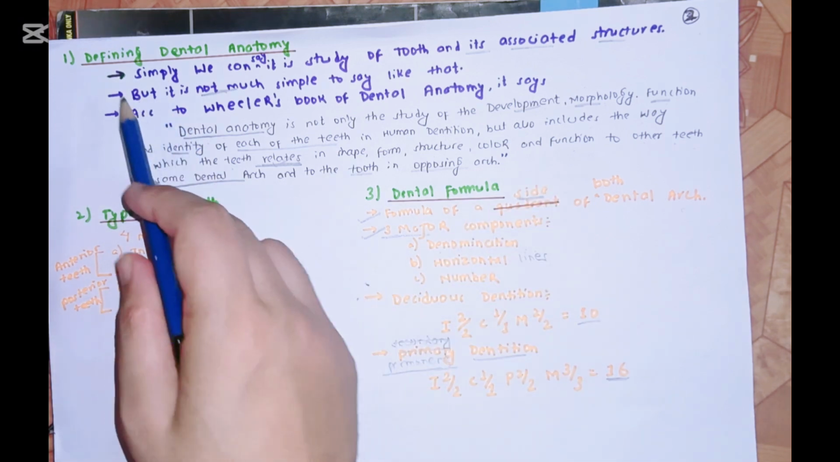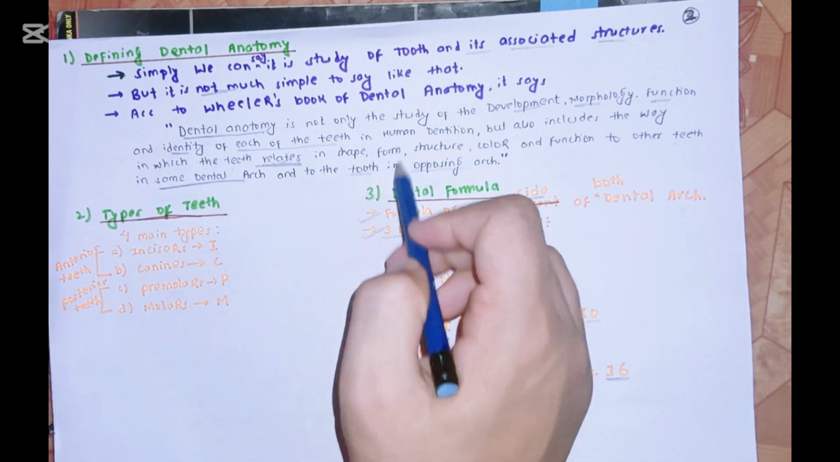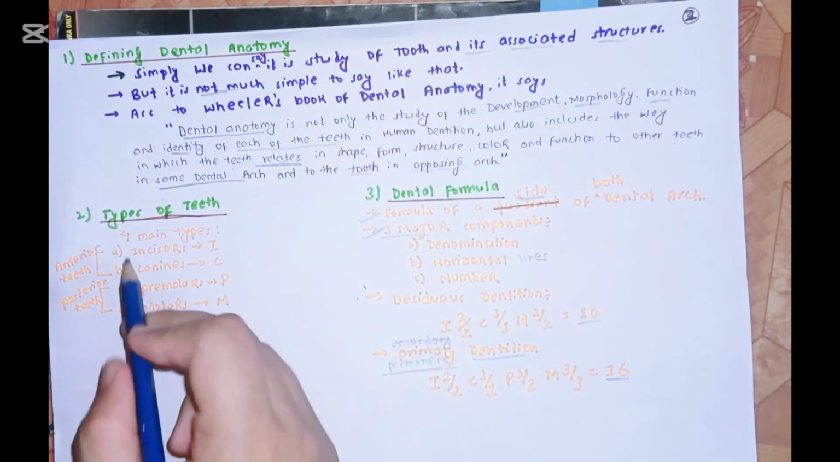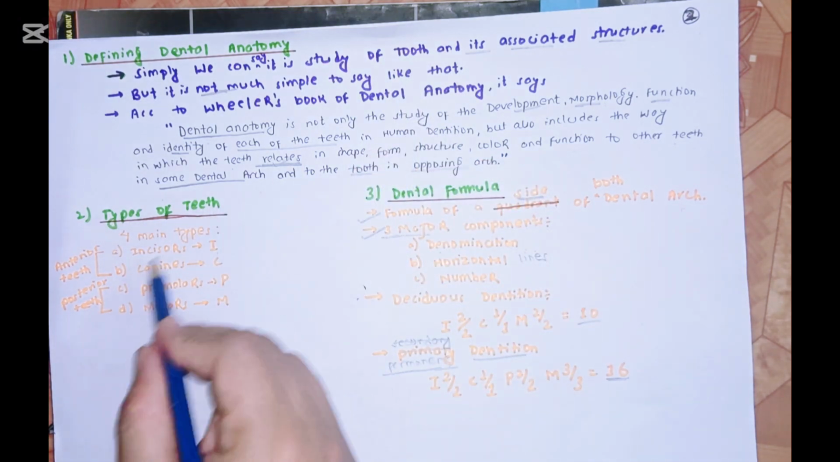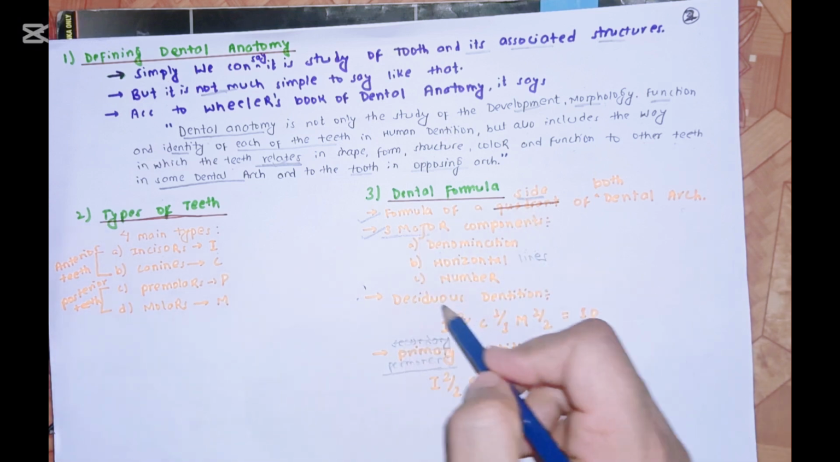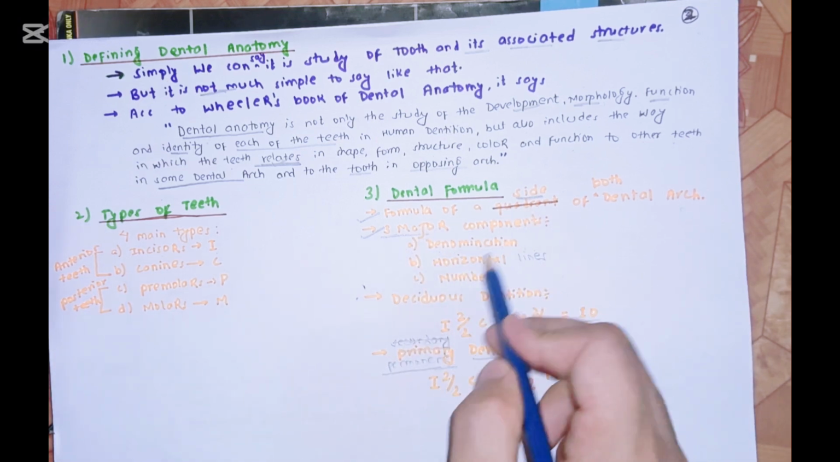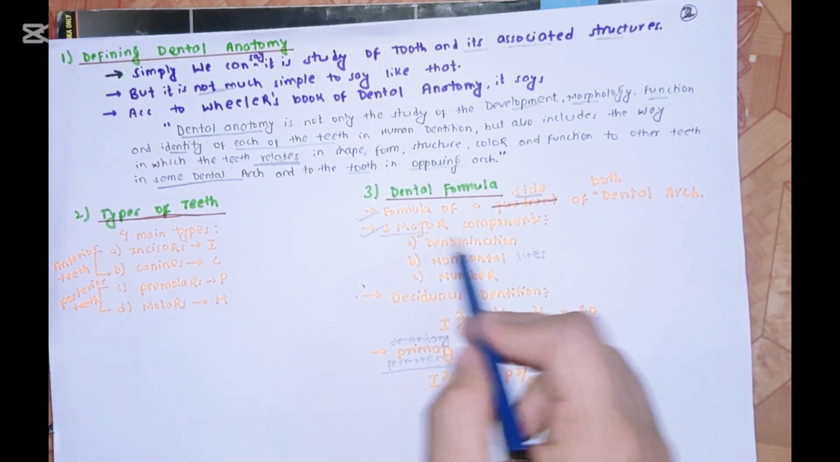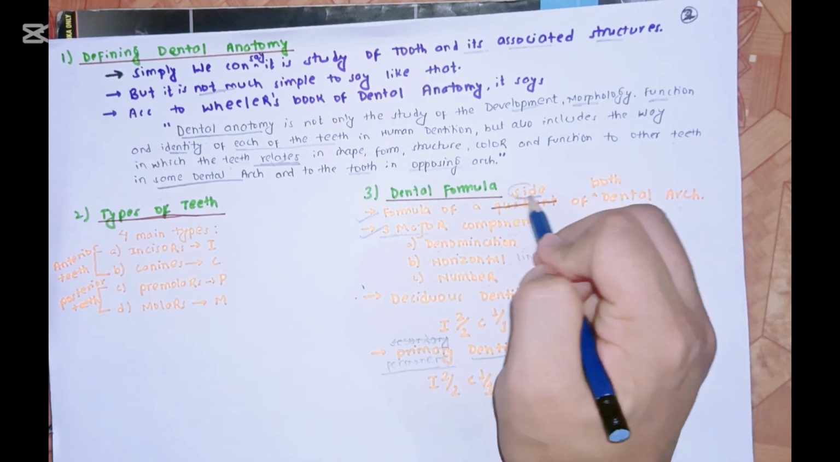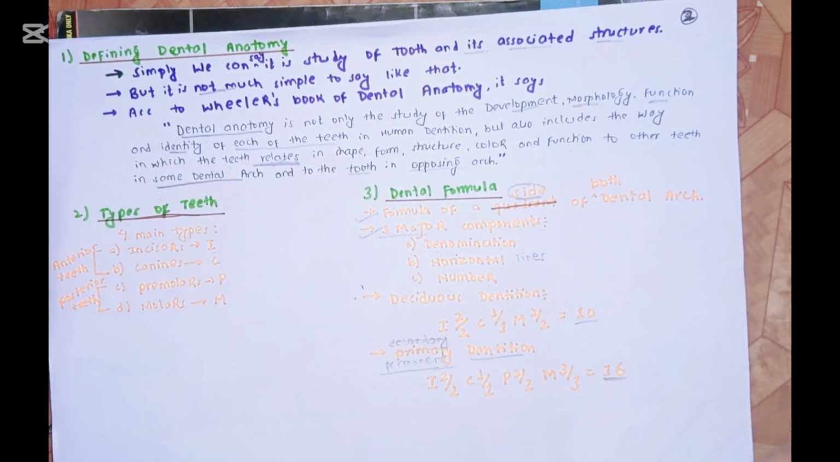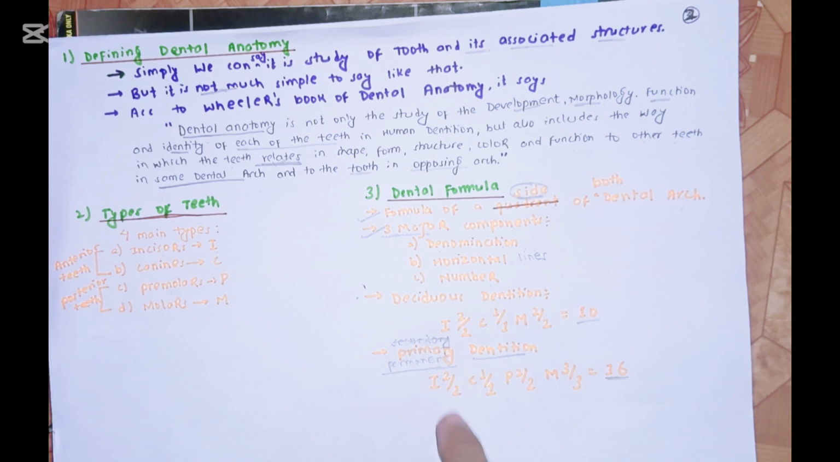So I have defined the dental anatomy, so it should be learned by yourself. Similarly, types of the teeth, we all know this dental formula. It has three major components: denomination, horizontal line, and the number. Similarly, it represents the side of the tooth, not a quadrant of a dental arch. Okay, similarly 2 and 2, here 2 and 2 3.